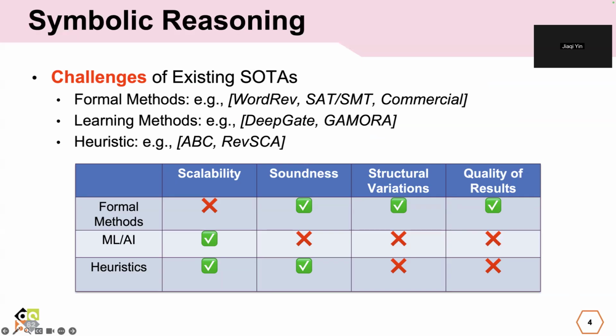On the other hand, heuristic approaches like the cut enumeration-based tool in ABC have poor quality of results, and they can struggle after technology mapping. None of the approaches provides a strong balance between the mentioned metrics.